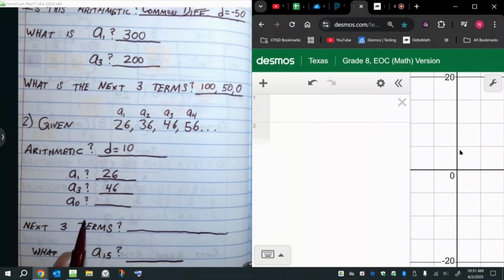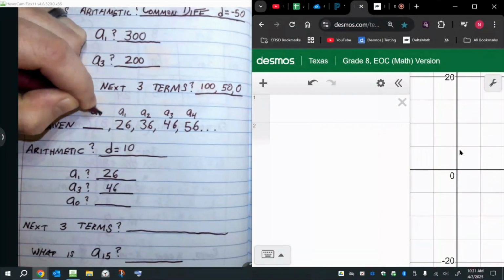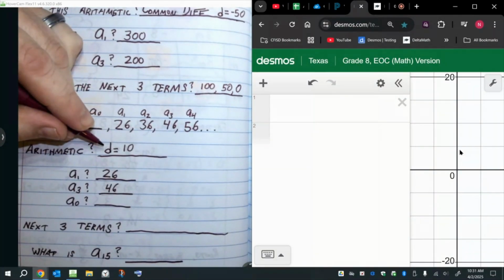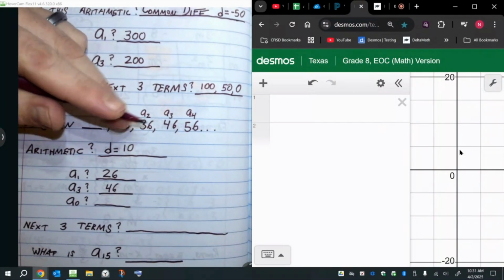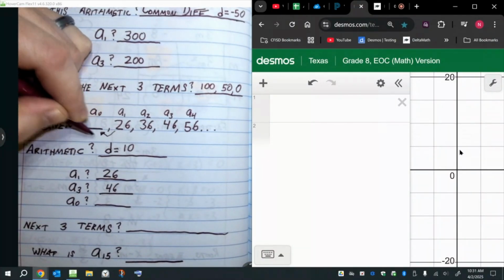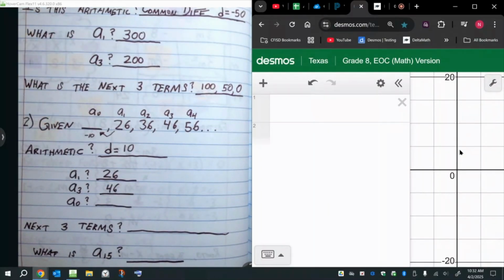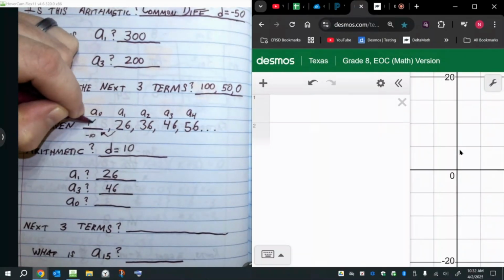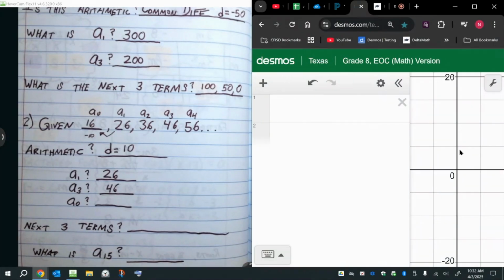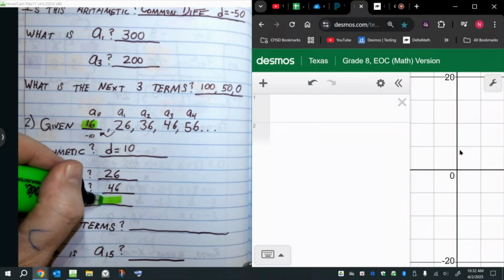And now we're asking, what is a sub 0? Wait a minute. What is a sub 0? I want to know what this term is. Well, if I'm adding 10 each time this way, then what happens when I go back this direction? If I go back and subtract 10, then that tells me my a sub 0 is 16. So a sub 0 is 16.